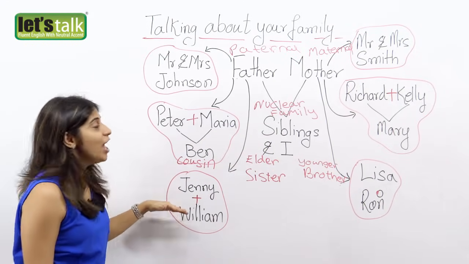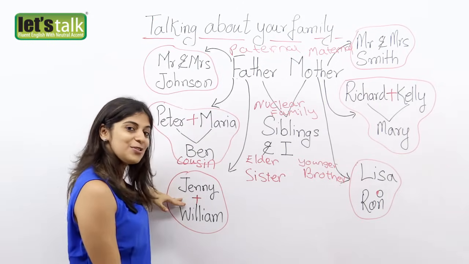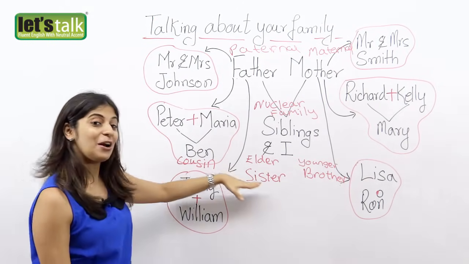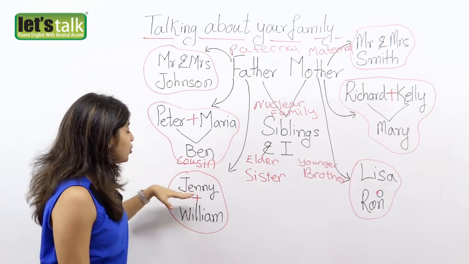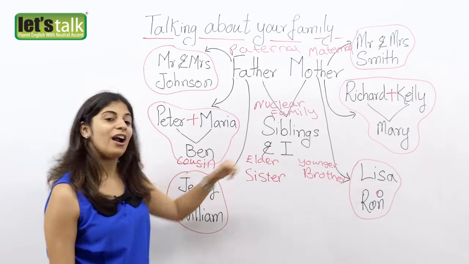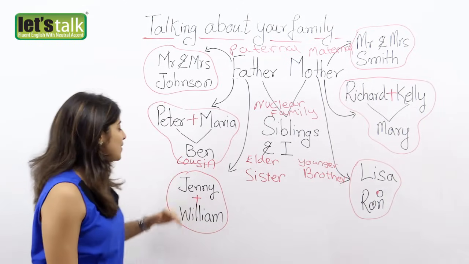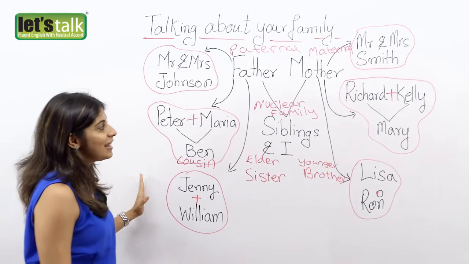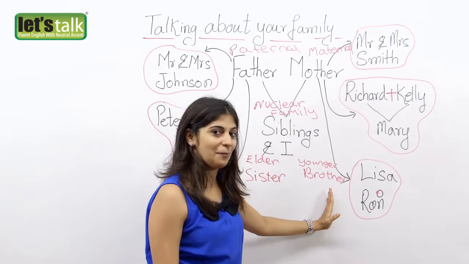Now we also have Jenny. Now who's Jenny? Jenny is your father's sister, all right? And your father's sister would be your paternal aunt, and she is married to William, and William would be your uncle, right? So this is your father's side of family. Now let's look into your mother's side of family.